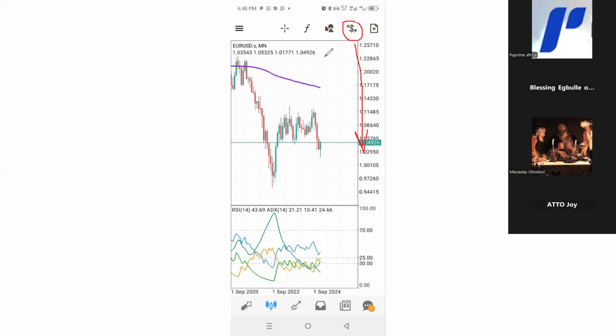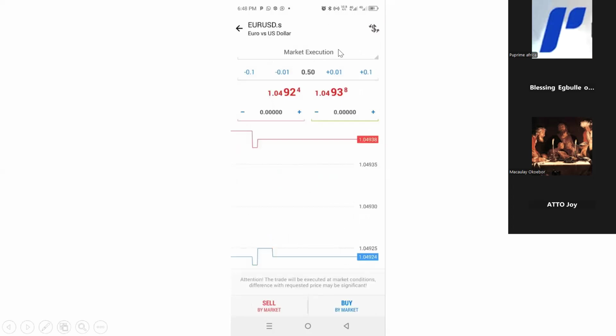Then, when you're now on that currency pair, you click on this button here, the one that looks like a book with a cross. That is the one you click on to place a trade. When you click on it, you go to the next menu. Then this menu will appear. It will drop to this menu where you see market execution.